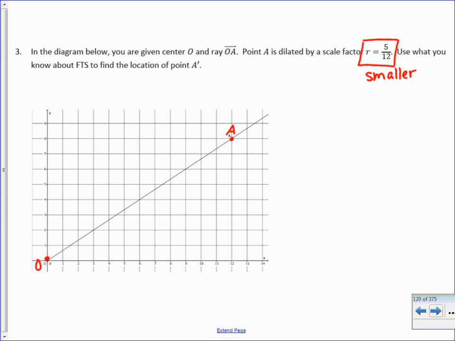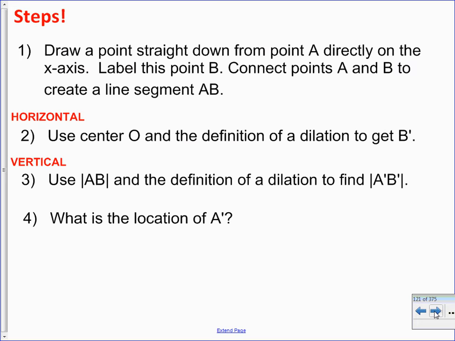So let's just see what our steps are. Take a moment to write these down if you need to. First step is to draw a point straight down from point A directly onto the x-axis. Since it is a different point, we're going to label that point B. Connect points A and B to create line segment AB. Now, we're going to use our center O and construct a horizontal line from O to B, and we're going to use our formula to find B prime.